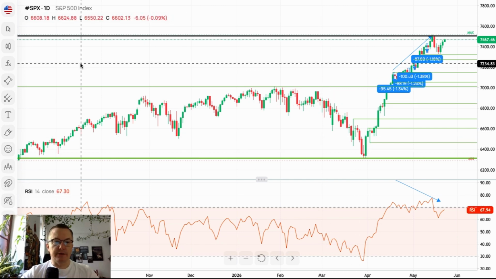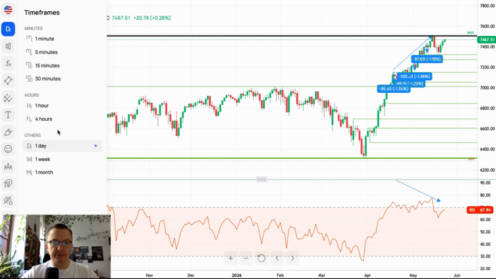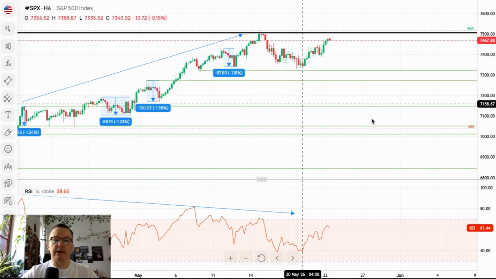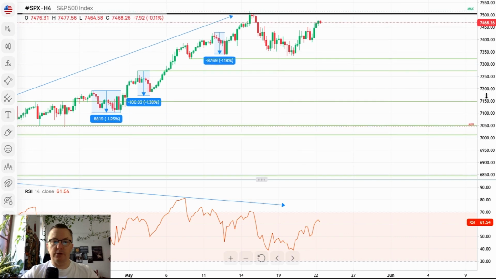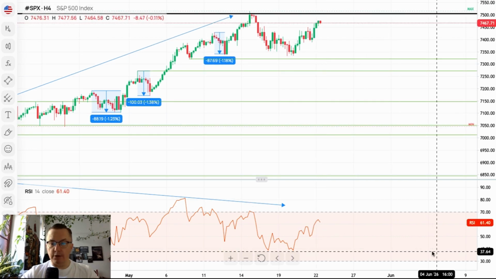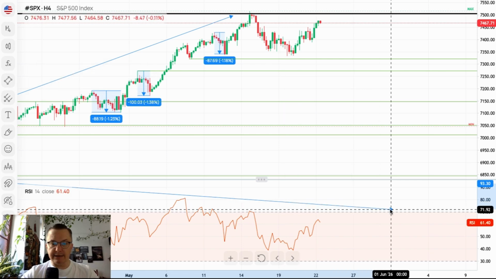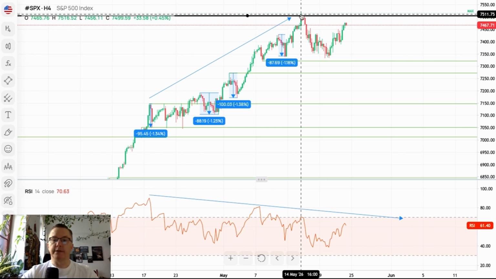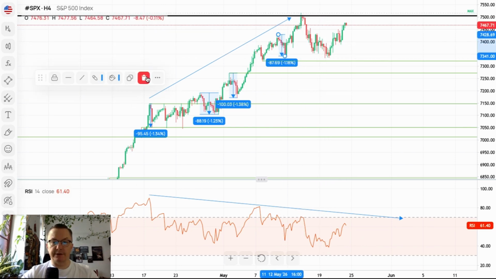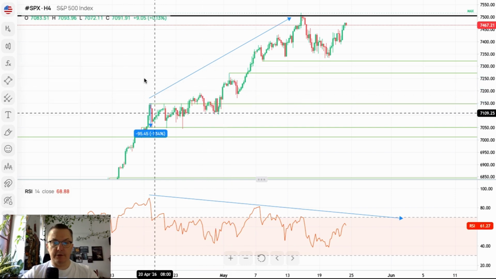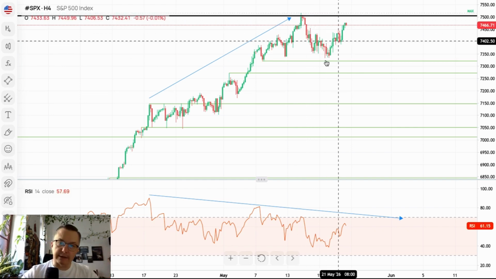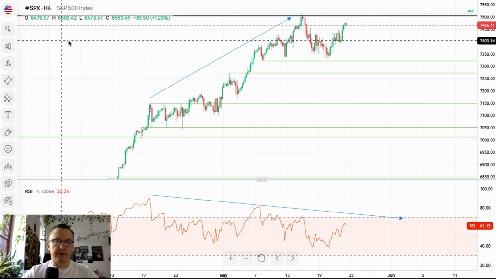S&P 500 on a daily time frame chart looks pretty much bullish, very strong momentum. On a 4-hour time frame chart, we are challenging the 7,500 level yet again, so the situation looks bullish. Right on 61 points on the RSI. I guess that this bearish divergence has been resolved already. This is the biggest correction during this up move, so we can remove this situation here from the chart. We got the correction, we got the pullback. Now the market is ready to continue the upside movement.